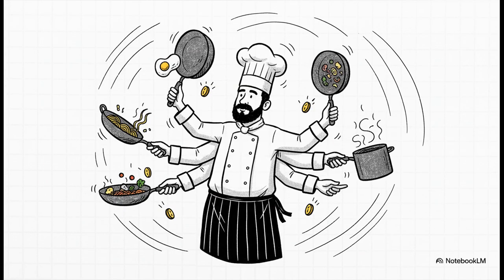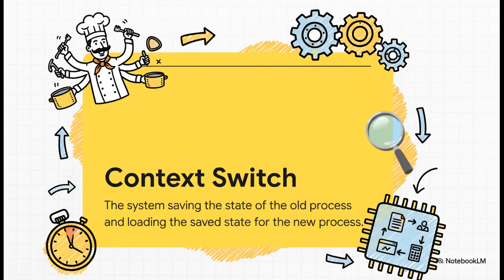Because the ability to pause one process by saving its snapshot and then immediately start another one, that is the core superpower of multitasking. But, and this is a big but, this superpower isn't free. This action is called a context switch. It's the time and effort the operating system spends carefully saving the entire context of the current process into its PCB and then loading the context of the next process from its PCB.